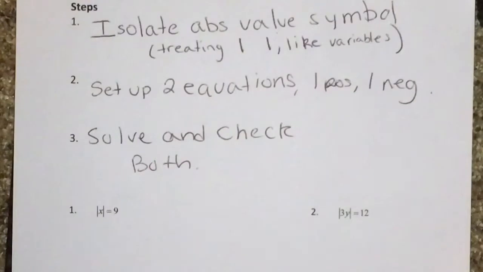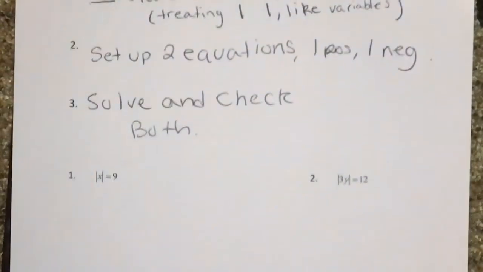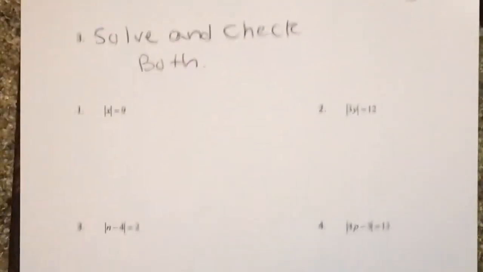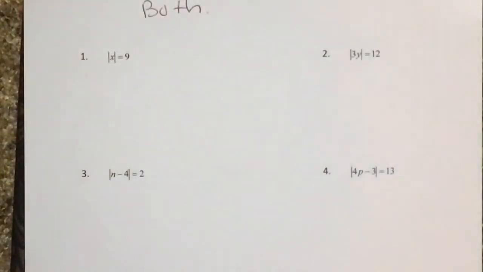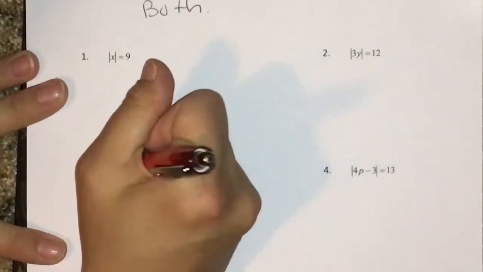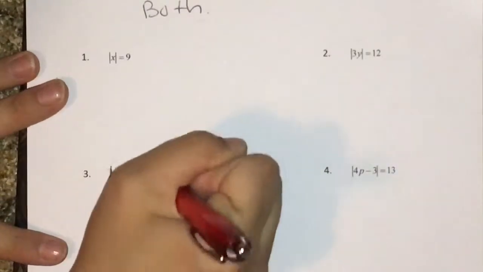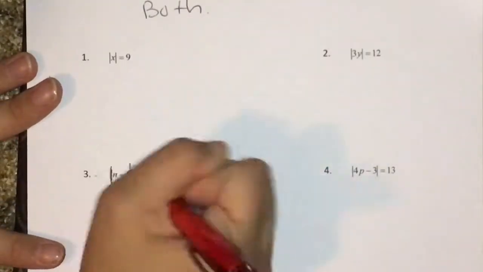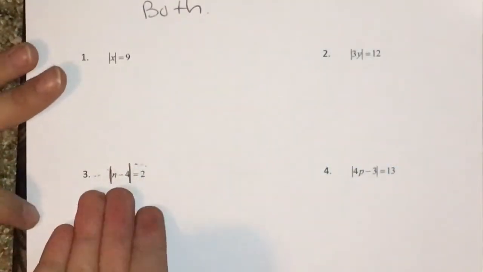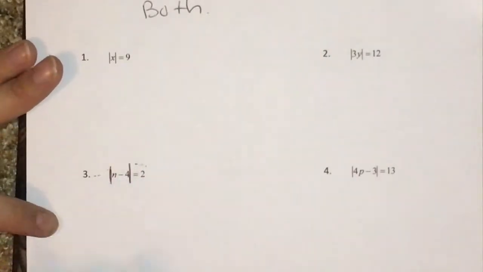We're going to start off with a simple problem, number 3. We're going to follow the steps that we just wrote. Step 1 is to isolate the absolute value symbol. Well, if you notice, these are my absolute value symbols. There is nothing on the outside of my absolute value symbols that needs to be removed to isolate it.